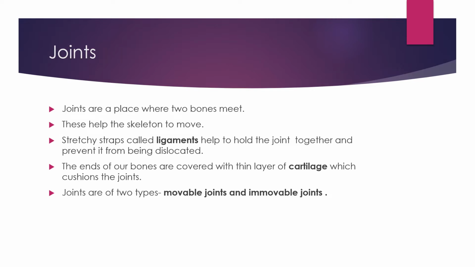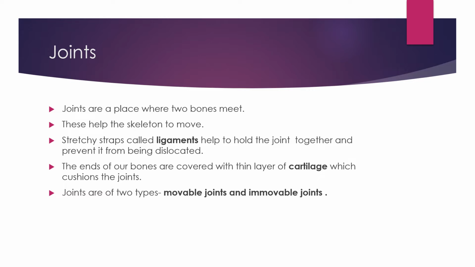Today we'll start with joints. So joints, as the name suggests, what are joints? These are the place where something joins. In this case, it refers to the place where two bones meet or are joined together. So there must be something which joins these two bones at a joint. These are ligaments. Stretchy straps called ligaments help to hold the joint together. They join the bones together and also prevent dislocation.